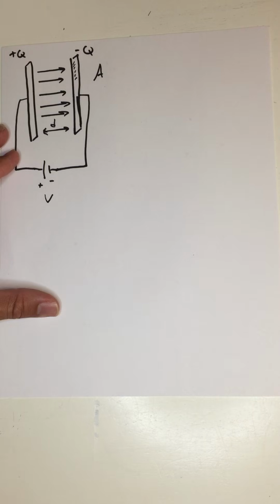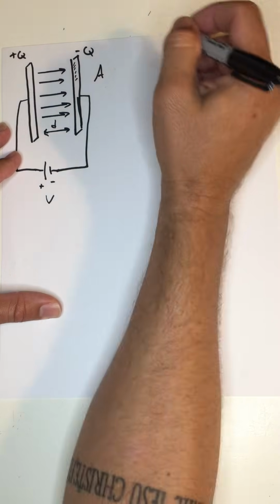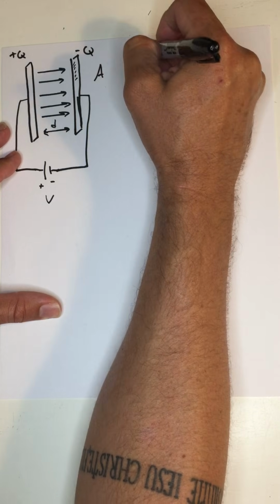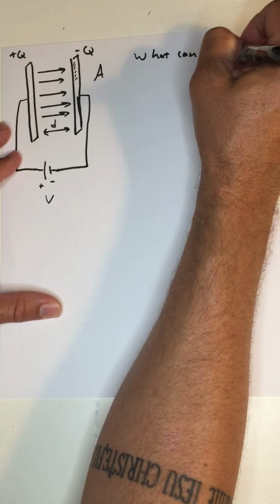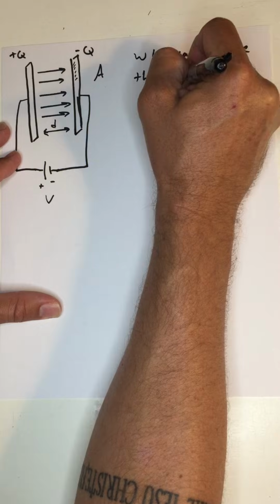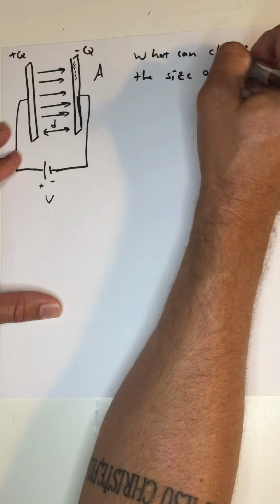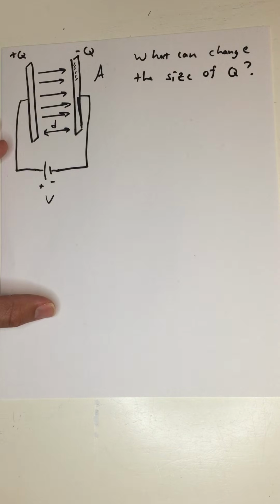Now, let's think of what some things could be that could change how much charge I put on here. The first thing I can think of is, well, let me write this down. What can change the size of Q, where Q is what we'll call the charge on this system, right? What can change the size of Q?